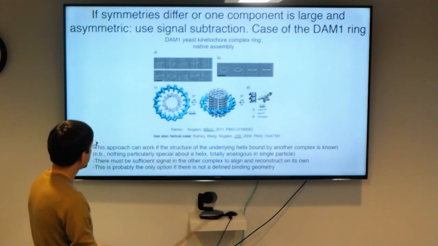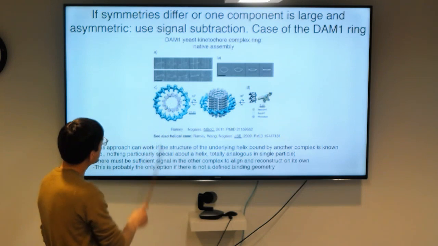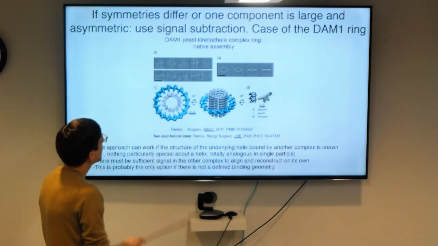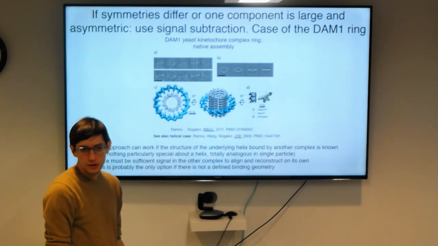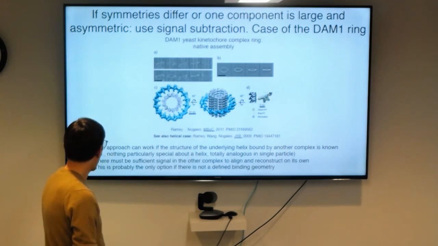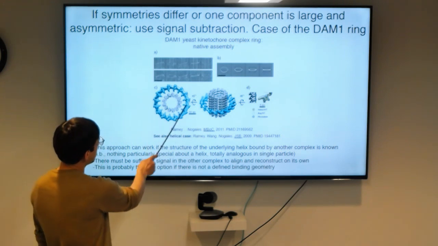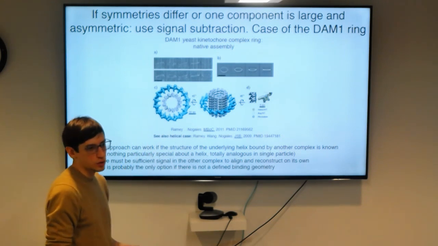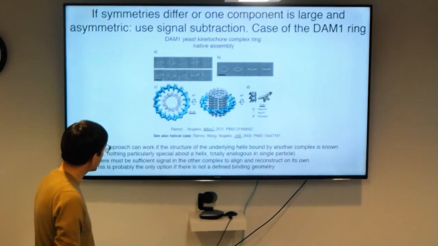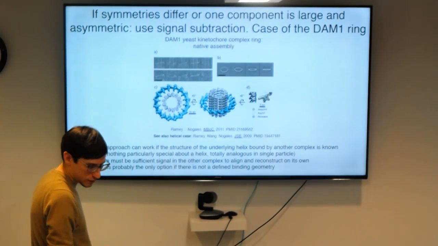If you have something with, again, a very different helical symmetry, or a large asymmetric object like a ring wrapped around your helix, as was the case for the DAM1 complex, then you can just use signal subtraction, which is a really common procedure now in single particle analysis. But this particular approach does require that the thing binding your helix is really big, so that once you've subtracted the signal, you can still align it. So this is not that general, I would say, but could work in select cases.